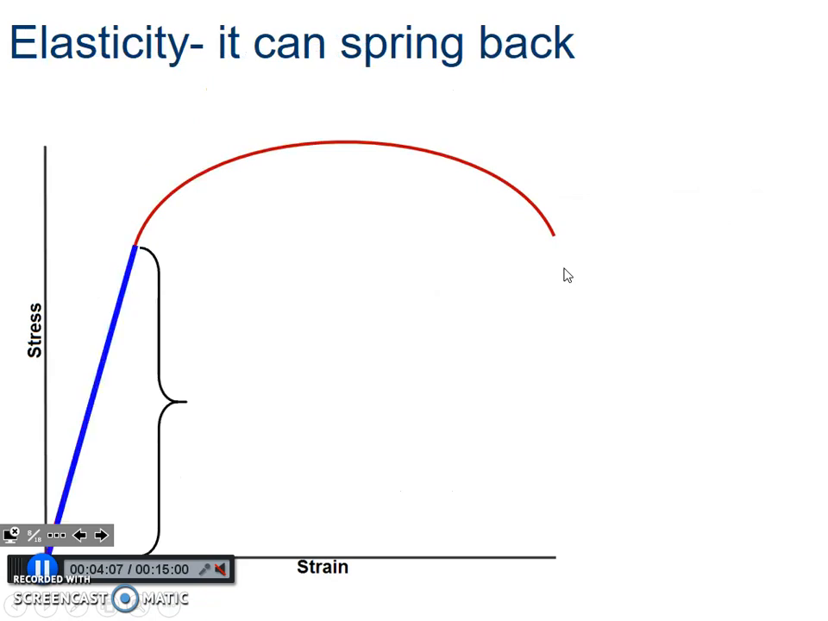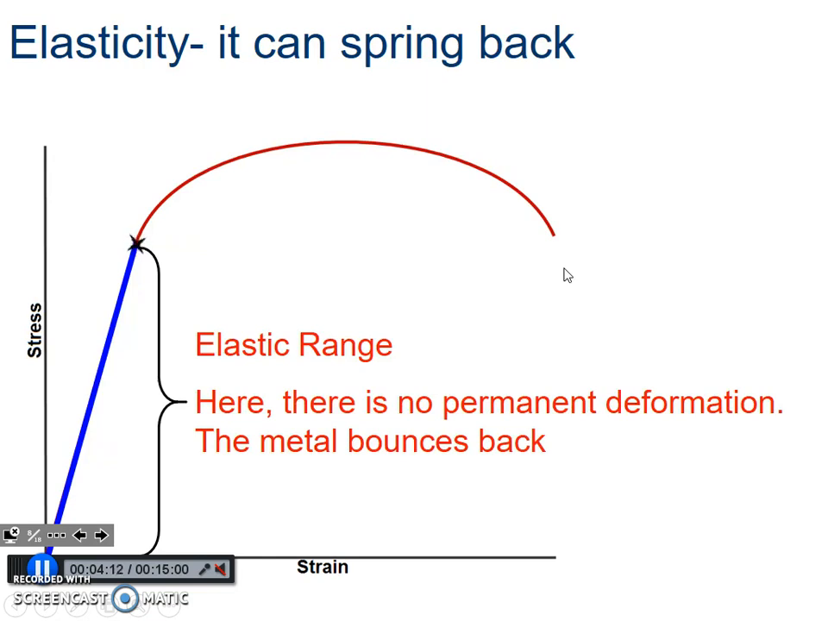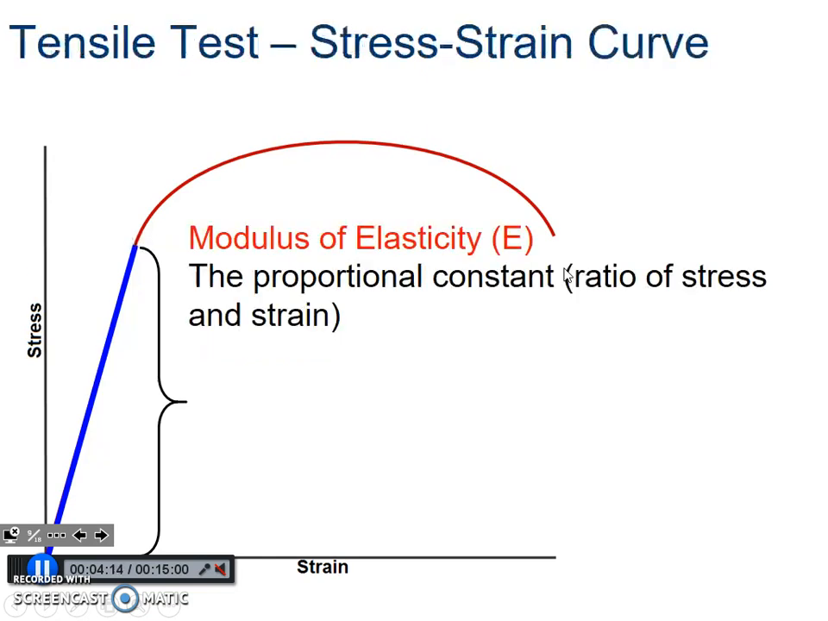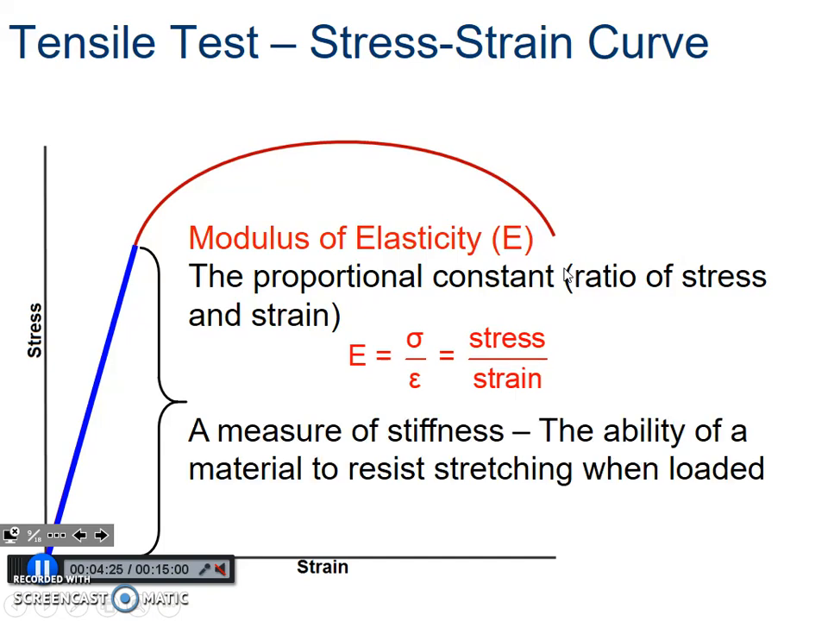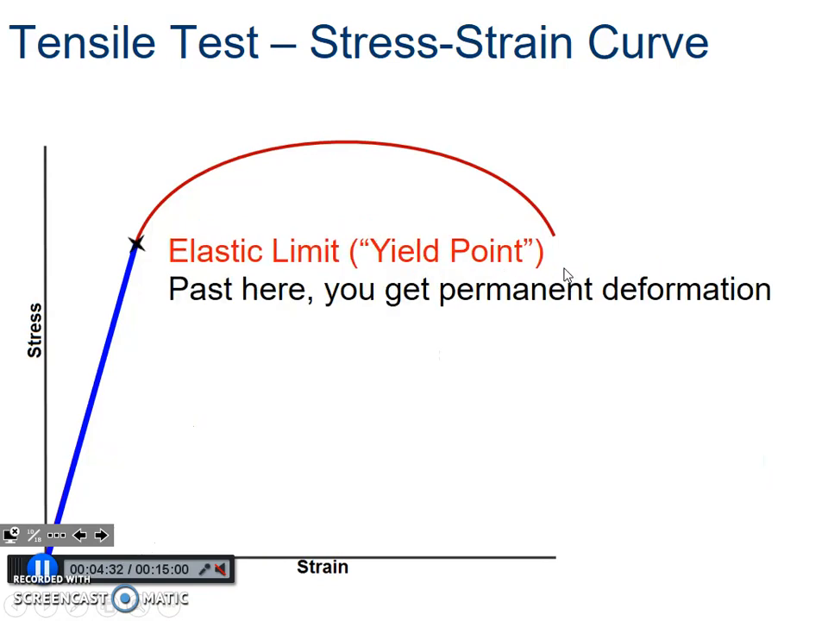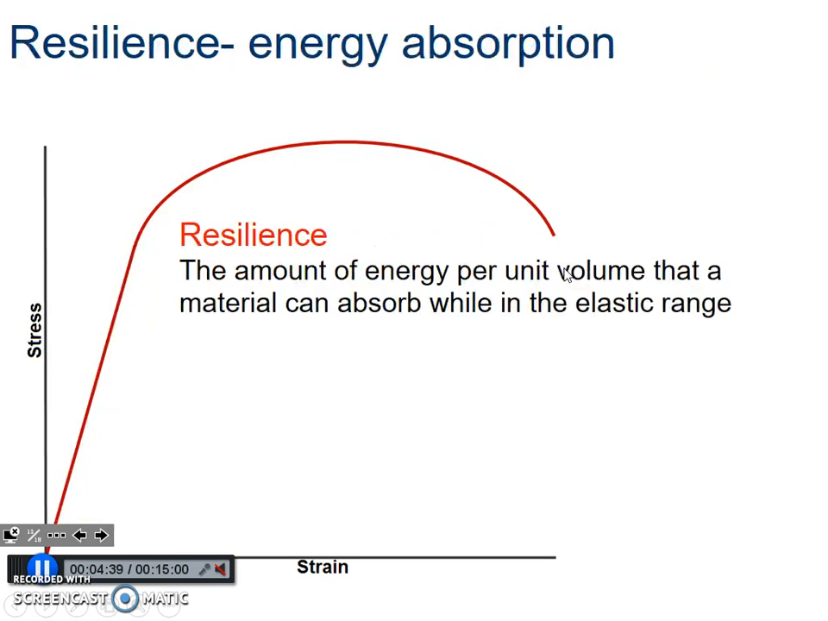So again, to repeat, this is your elastic range, where it stretches back. Here, there's no permanent deformation. The modulus of elasticity is proportional to this. So stress over strain is equal to your modulus of elasticity. This measures how stiff the material is. The bigger it is, the more it's going to resist being bent. Now, once you reach this point, you reach what is called the yield point. Past here, you're going to get deformation.